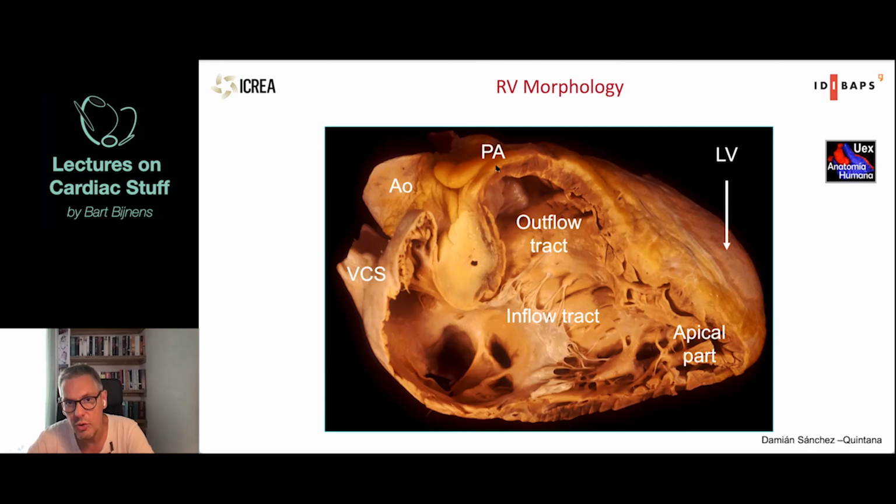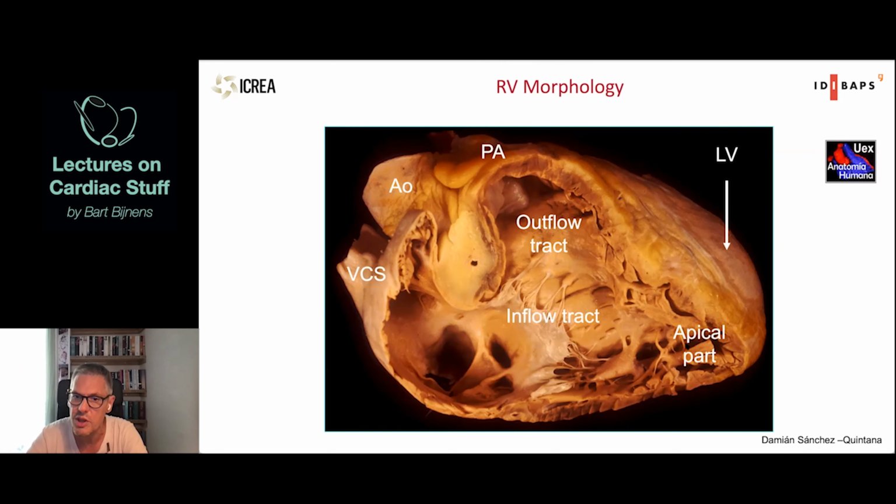Then you see here the outflow tract, which is really a tube going towards the pulmonary valve. The pulmonary artery comes there, and here you see some leaflets of the pulmonary valve. One of the things you see is that from the tricuspid valve, chordae go to papillary muscles. These prevent the valve from flapping back, so from prolapsing, when the pressure is high and contraction is taking place. One of the things you see immediately when we look at the apical part is that it is very trabeculated.